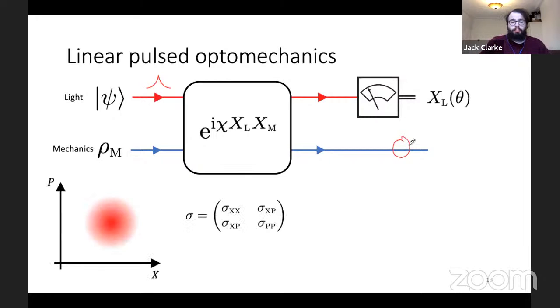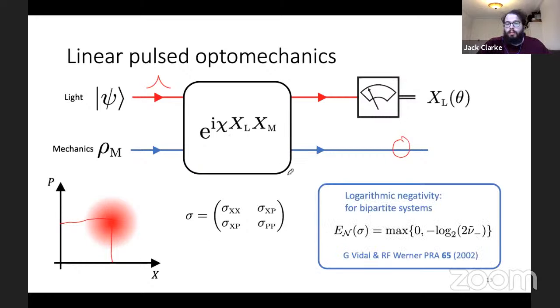So in phase space, what we have, say, for one of the modes, the light or the mechanics, is a Gaussian state. It's characterized by its position in phase space, so its mean. And then also this covariance matrix, which will tell you about the width and the shape of that Gaussian state. But generally, we're interested in bipartite systems. So we generalize this picture to two modes.